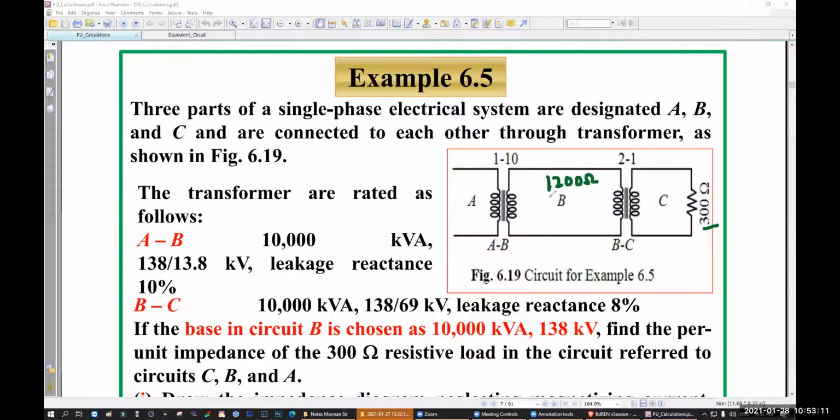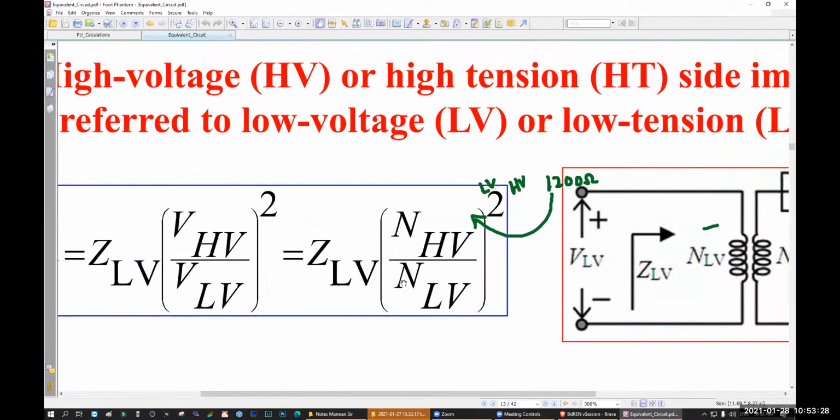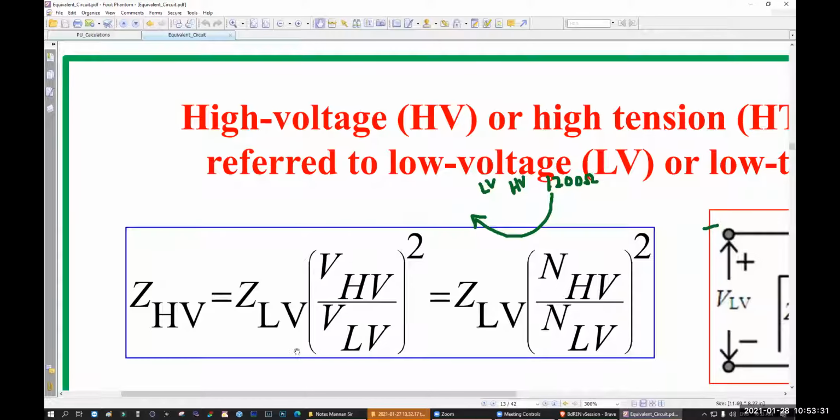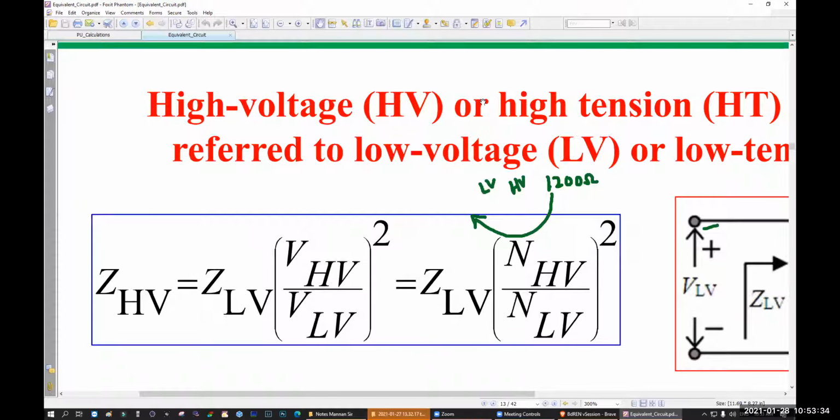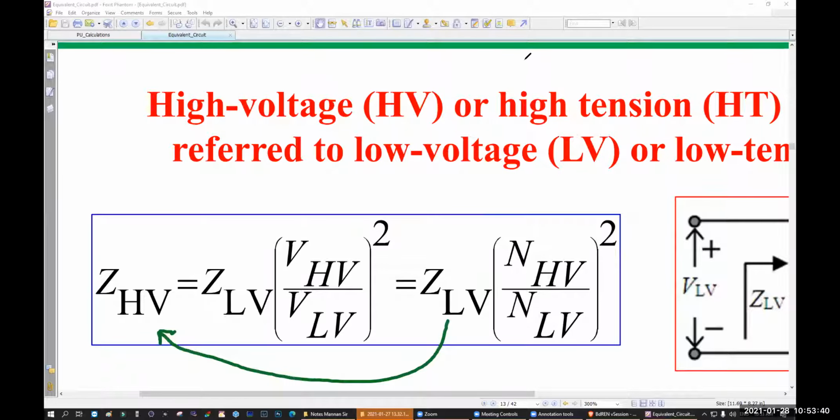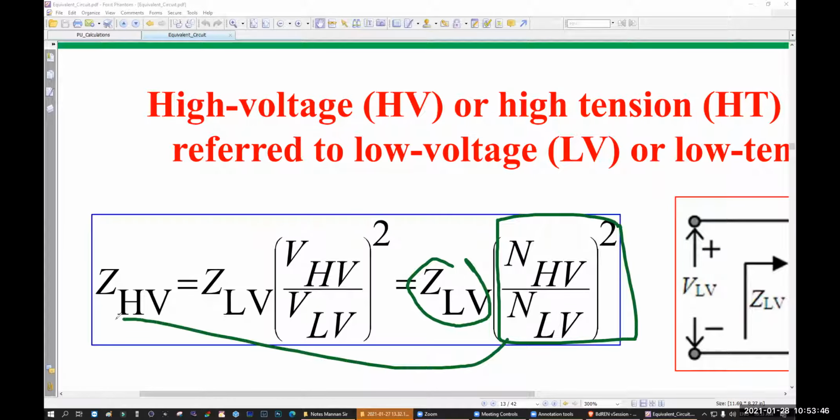Now, again, you have to convert this 1200 to this side, and this 1200 into 13.8. This one is your high voltage side. This one is your low voltage side. Again, the formula will be this one, just opposite. Opposite means this LV will go there. The low will be at the top, high will be at the bottom, right?